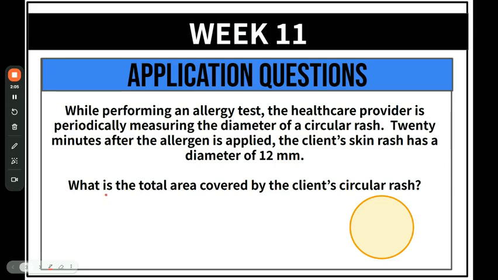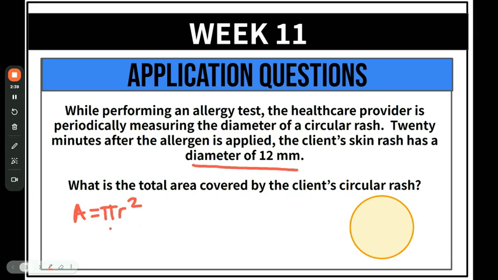Okay, here we have the exact same scenario. A client with a circular rash, and the diameter is 12 millimeters. This time, though, they want to know what is the total area covered by the client's circular rash. So again, the formula from the very first screen for the area of a circle is going to be A equals pi r squared.